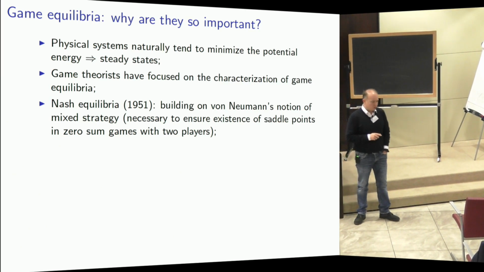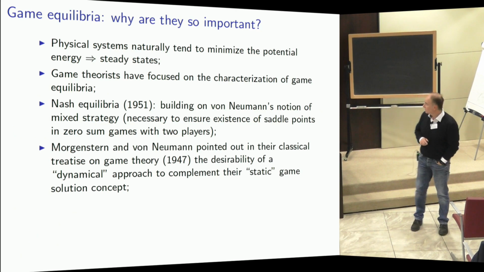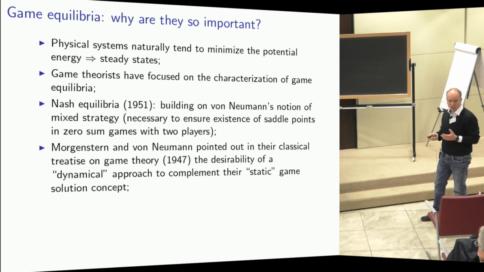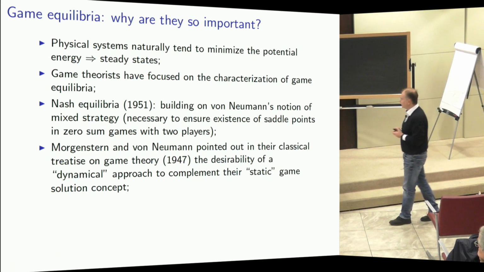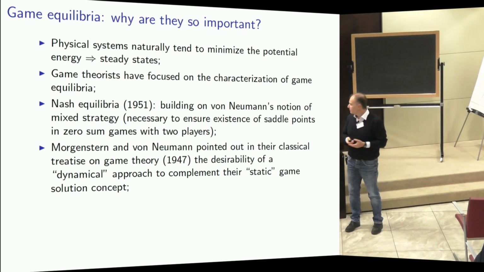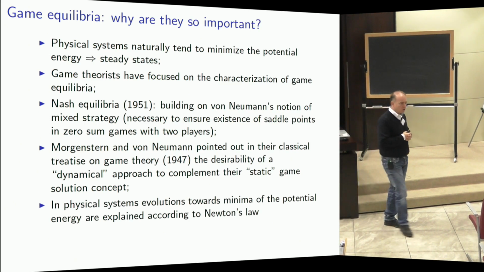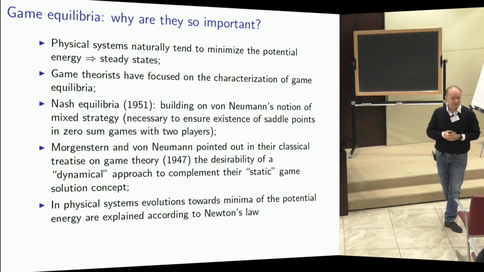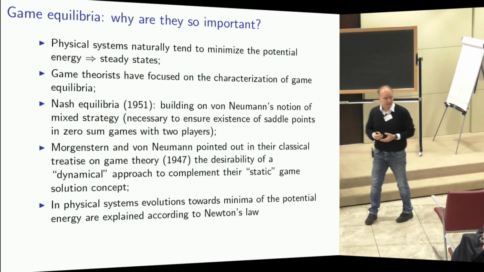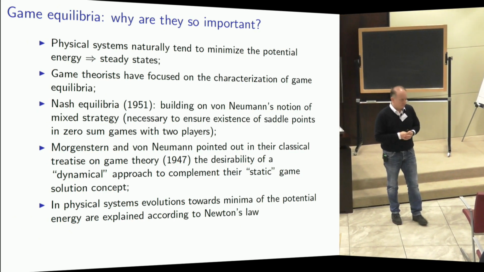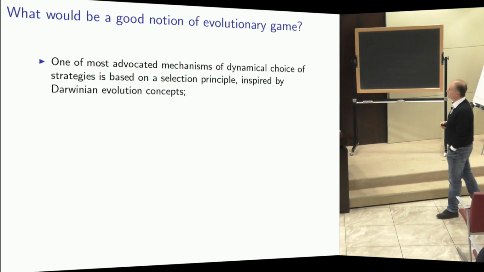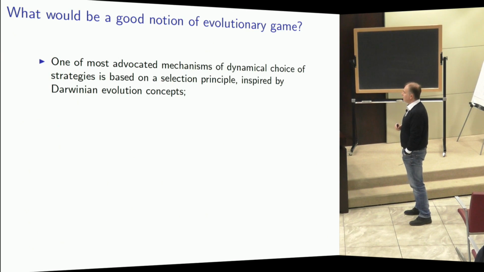However, somehow even earlier, Morgenstern and von Neumann were interested in the idea of having a dynamical approach to games, rather than this static concept of solution where you simply look at equilibria. So the idea is that in physical systems we have a Newton law. What about for games? Is there anything that could be seen as a sort of natural gradient flow for games that converges to certain equilibria? So let's see what could be a good notion of dynamical game.